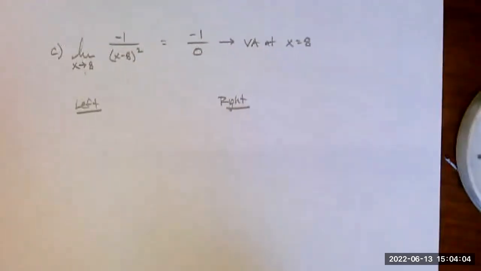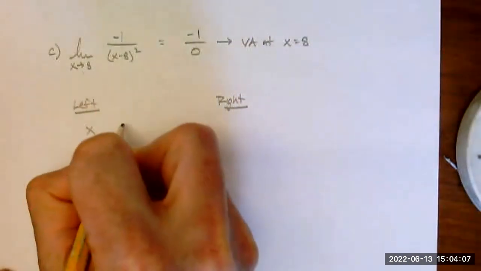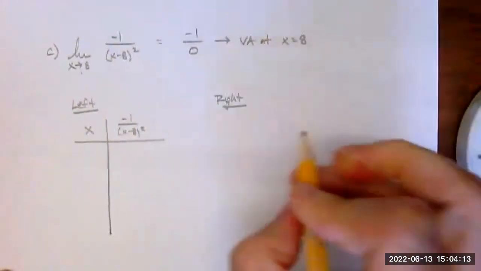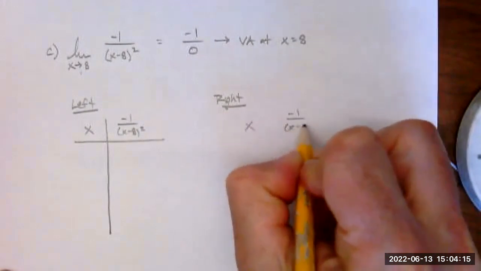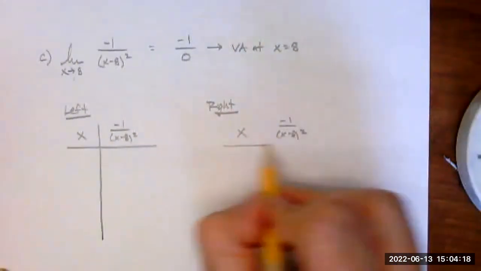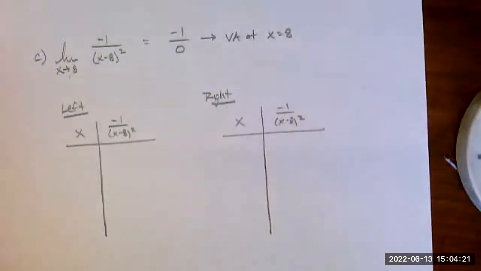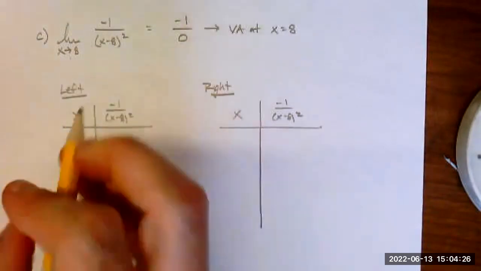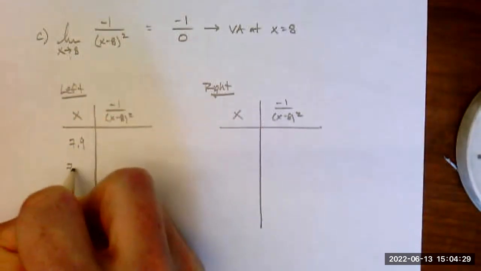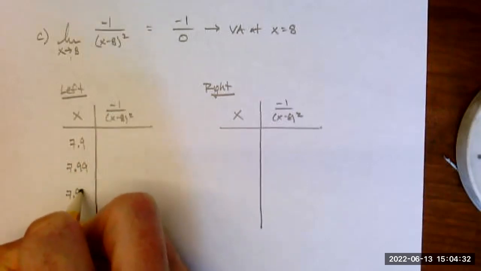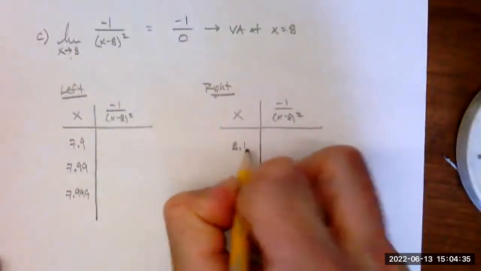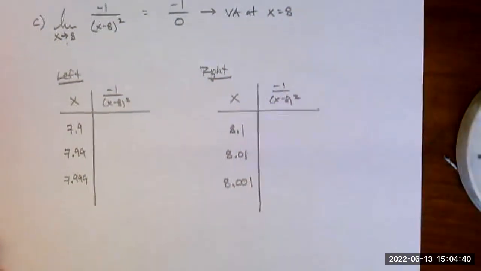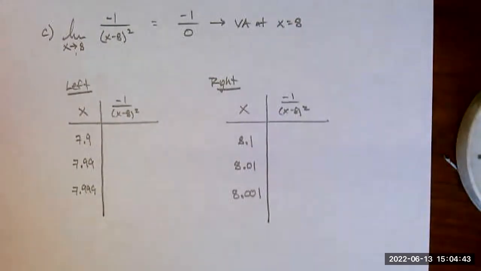And in order for there to be an answer, we're going to have to get the same thing from both sides. Okay. From the left side of 8, that would be like 7.9, 7.99, 7.999. On the right side of 8, 8.1, and then coming back. Just a matter of plugging in.